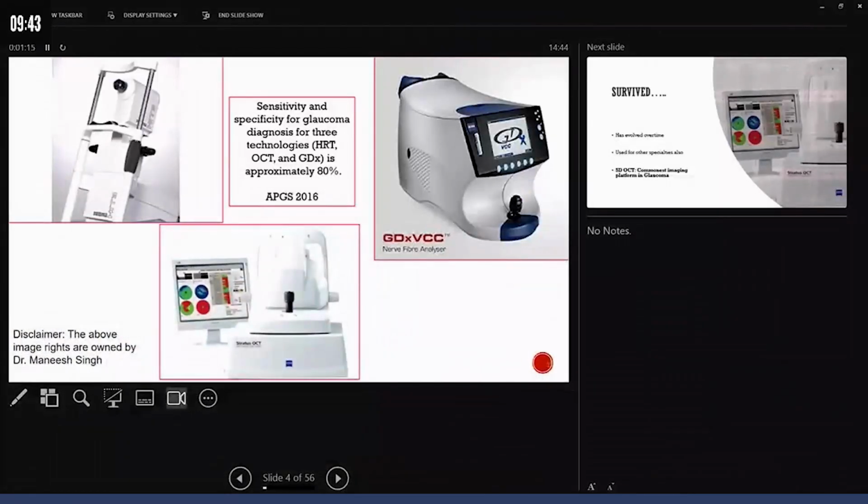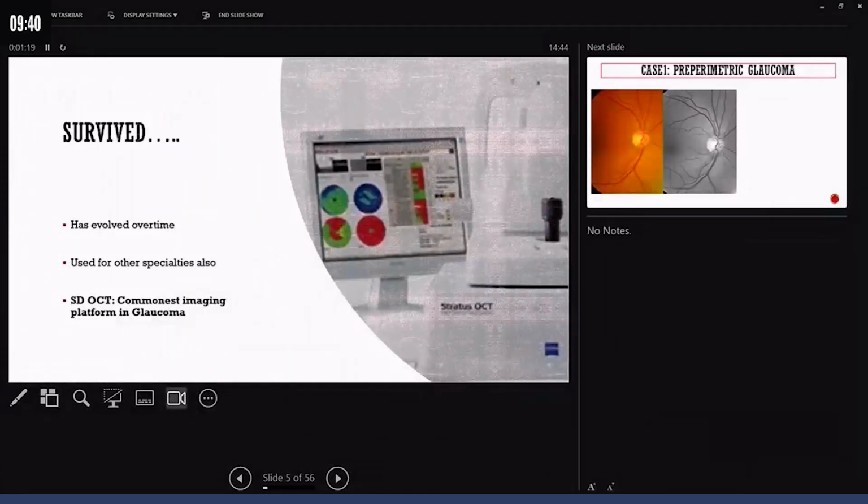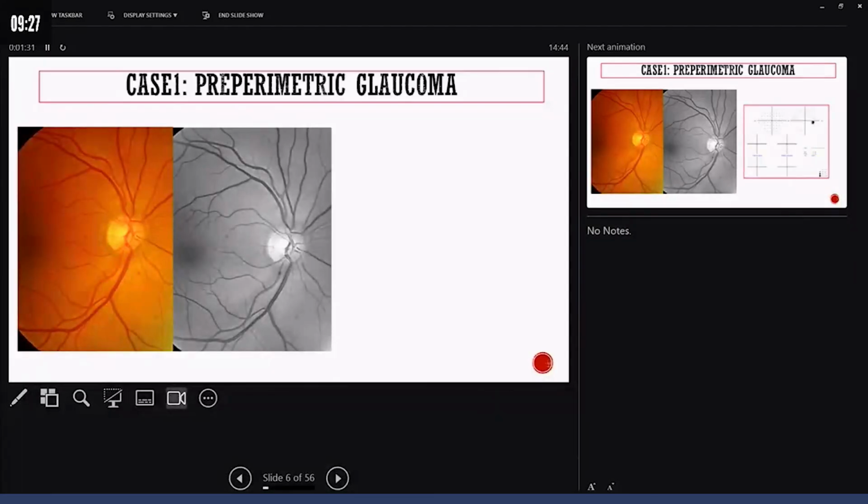Because when we were postgraduates, a very common question in examination was what is the best pre-perimetric tool for glaucoma, whether it's the OCT or the HRT or the GDX. And this was a very common question. But if we see over time, in 2 decades, the OCT has evolved itself as the best pre-perimetric tool, and for our retina colleagues, it's almost indispensable. But over time, the GDX and the HRT have phased out.